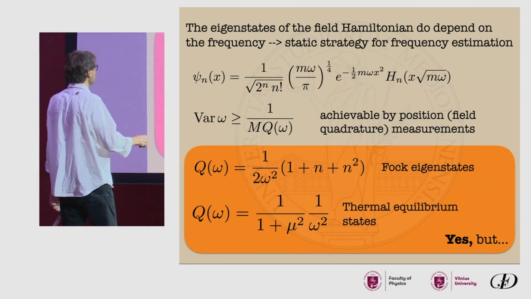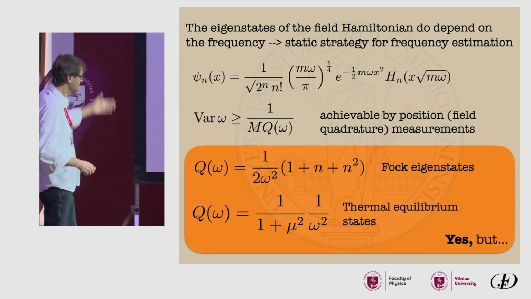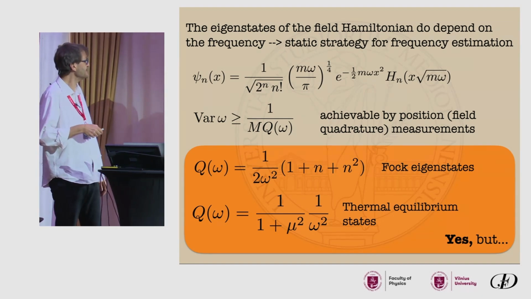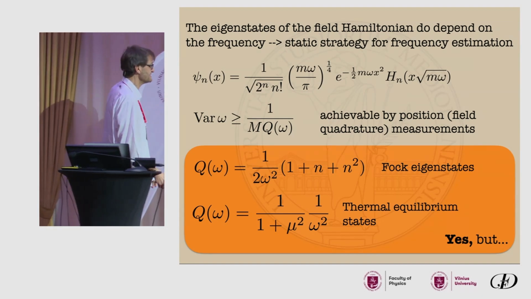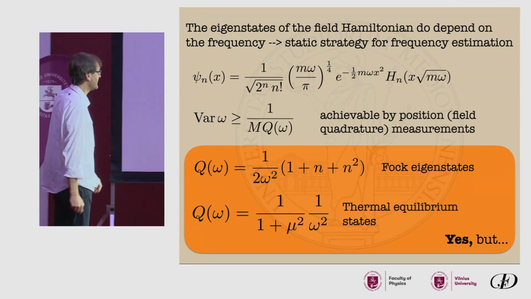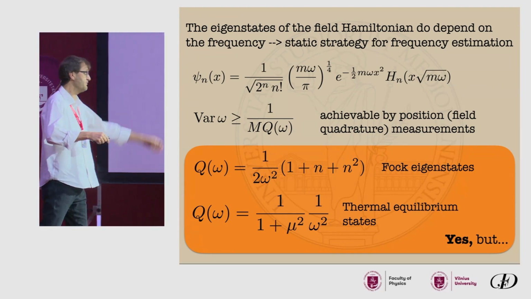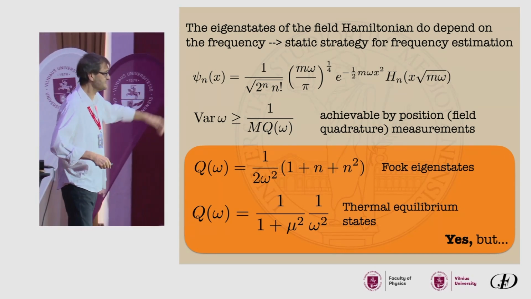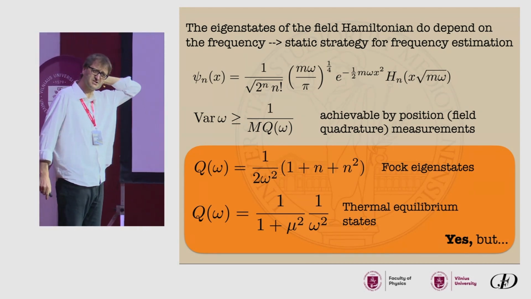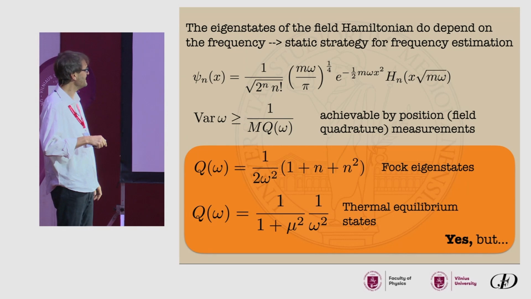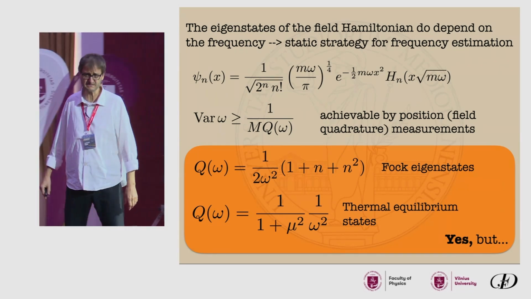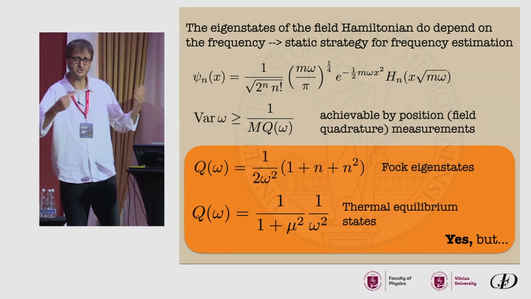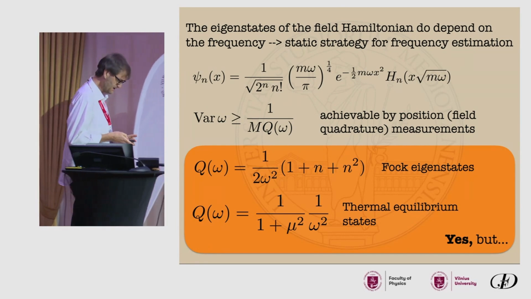And you can do that, and the precision is bounded by the celebrated quantum Cramér-Rao bound. Here M is the number of measurements, and Q is the quantum Fisher information. You calculate the quantum Fisher information for the eigenstate of the harmonic oscillator or for thermal equilibrium, and you have some result, which is not much encouraging. Can you see you have omega here? And in quantum optics, this can be quite large. So you would need a lot of measurements to achieve a decent precision in estimation.